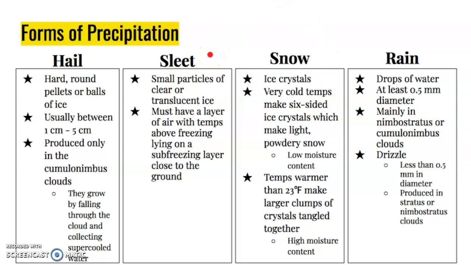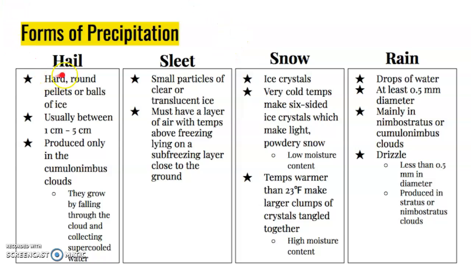Next is sleet, and these are small particles of clear or translucent ice, and you must have a layer of air with temps above freezing lying on a sub-freezing layer that's close to the ground. So that is what sleet is. Now, a lot of people will talk about glaze as sleet, but they're actually two different things. Glaze is freezing rain, and that is rain that falls and freezes when it sticks. But it's not the same as sleet.